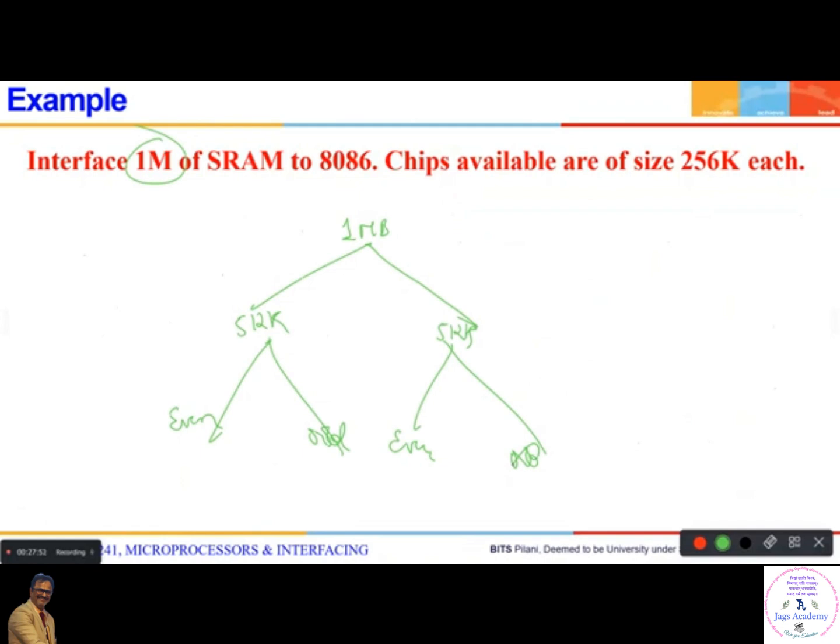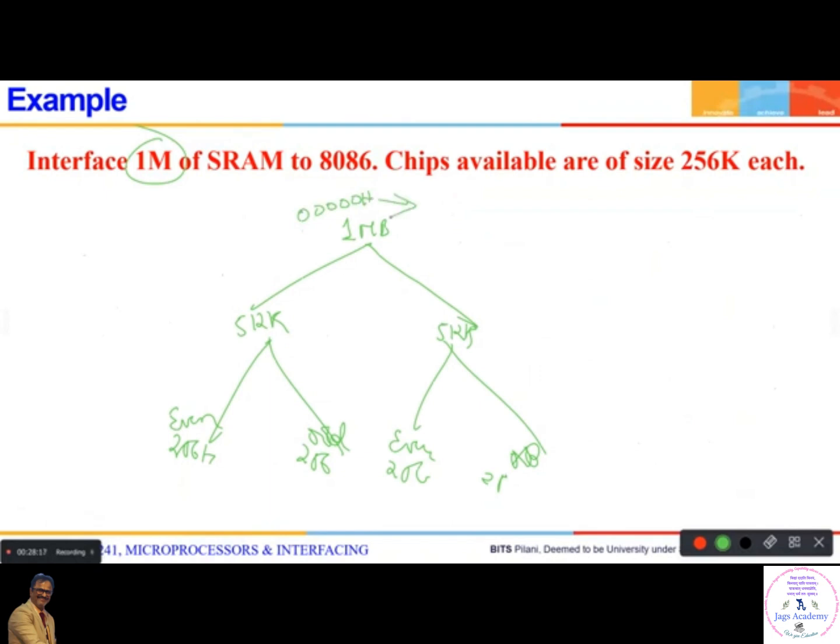That's why once you divide this 512K once again in the tree, now this is 256K, this is 256K, this is 256K. Now you take this as even of this, odd of this, even of this, odd of this. Can you tell me what is the address range for this? Come on, fast.